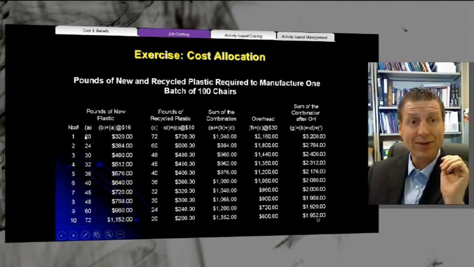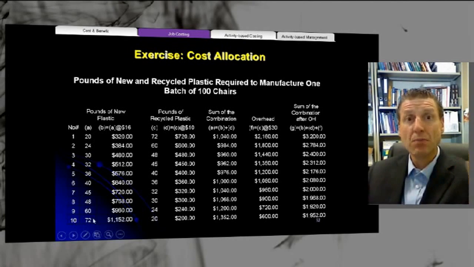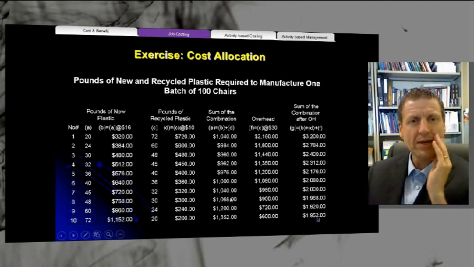If we go down to combination 10, where we're using more new plastic and very little recycled plastic, notice the overhead goes down to 600. Very interesting, isn't it? Maybe because new plastic is easy to work with. There's less rejects. There's less cleaning involved. And so you probably think, maybe we should choose number 10. But we're not finished there.